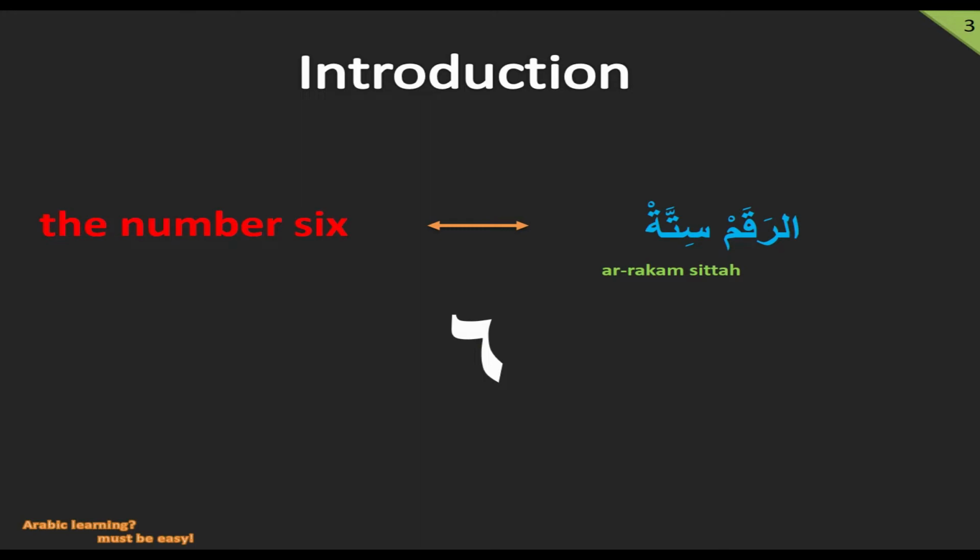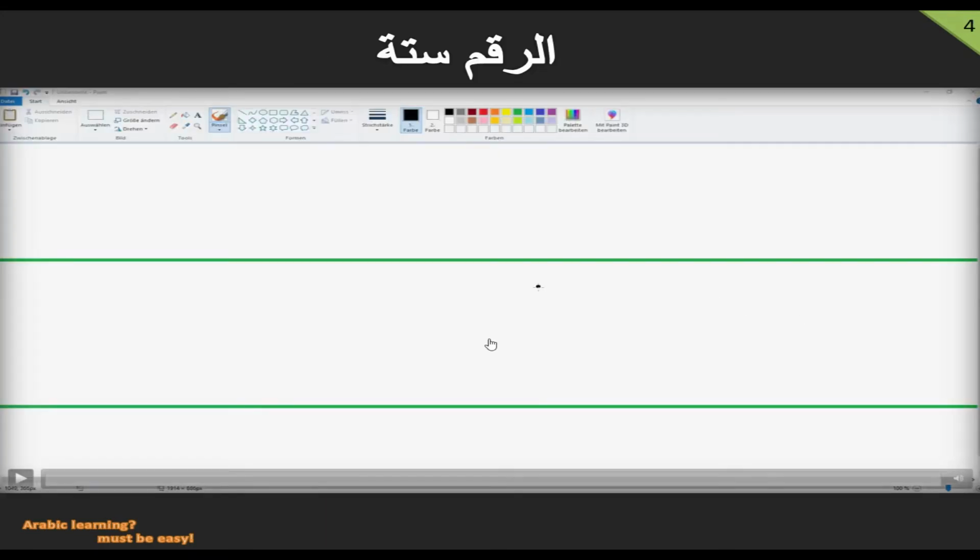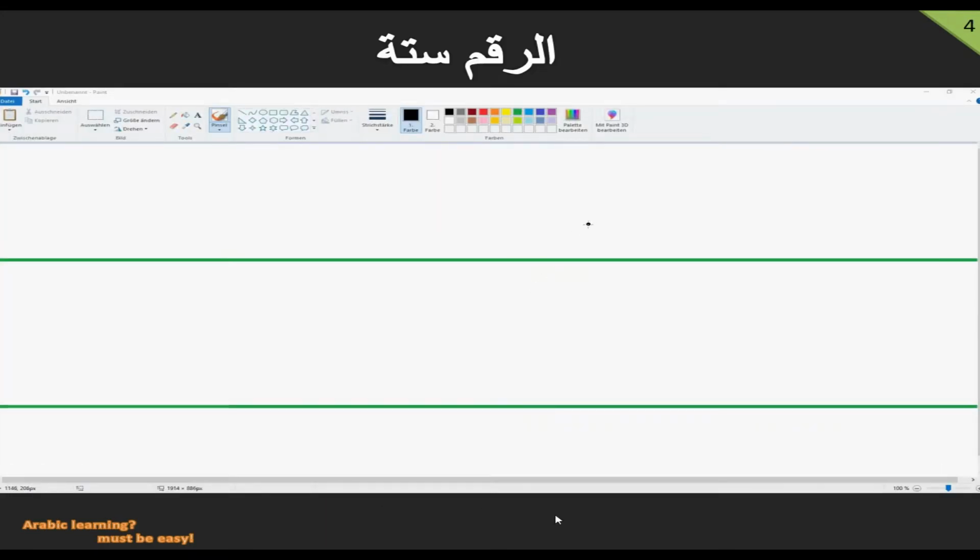The number 6, we say الرقم ستة. رقم means number and ستة means 6. The sort of lam in الرقم is lam shamsiyya because the first letter in the word is ra. So الرقم ستة is written by drawing a horizontal line with a vertical line. We see that in this video. The number 6, الرقم ستة.